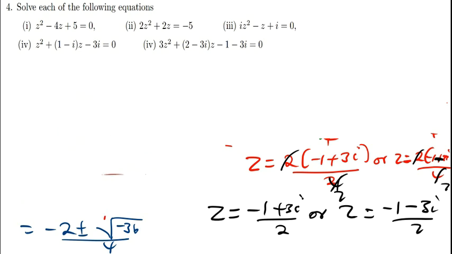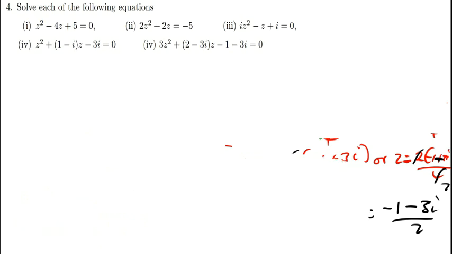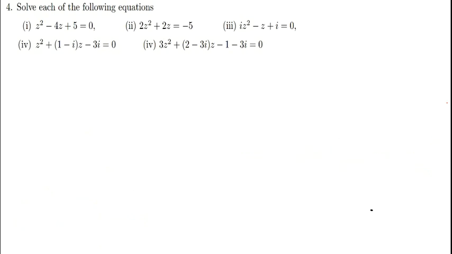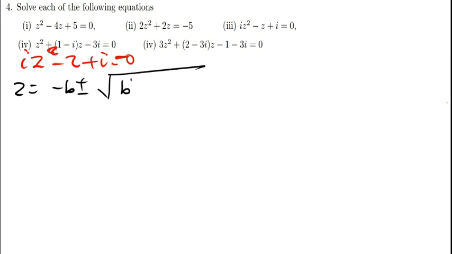Now we move to further quadratic equations involving complex numbers. We go to part 3. Part 3, we have iz squared minus z plus i is equal to 0. Same thing, we follow the same. So we have z is equal to negative b plus or minus the square root of b squared minus 4ac, like that. So I divide this by 2a, like that.